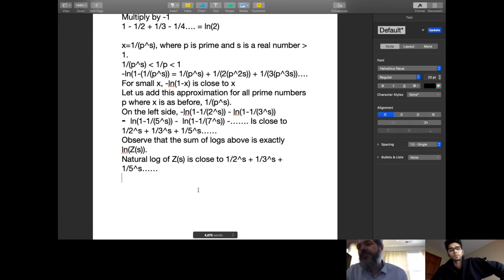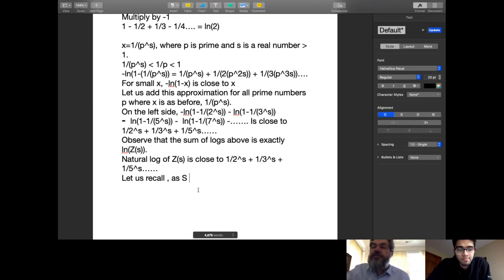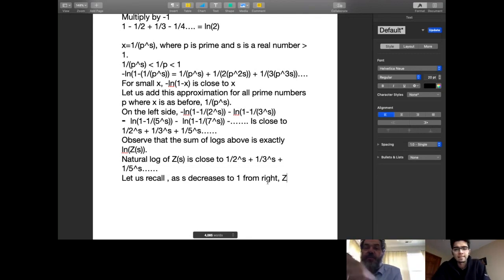Let's recall that we proved, and it was written on the board there, that as s decreases to 1, as s tends to 1 from the right, in the sense that s is larger than 1 but decreases to 1, zeta of s tends to infinity. We show this by using the harmonic series.